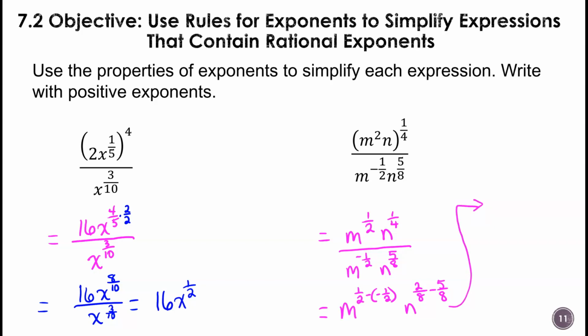Let me try that again. I'm going to have m times n to the negative 3/8. And then, of course, I have to write my 3/8 as a positive exponent. So this answer will be m over n to the 3/8 power. All right, and then we're finished with that.